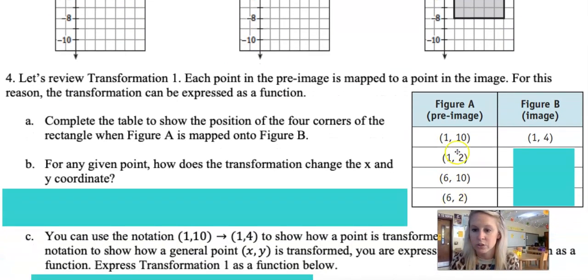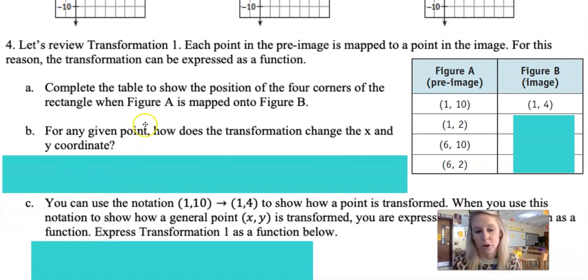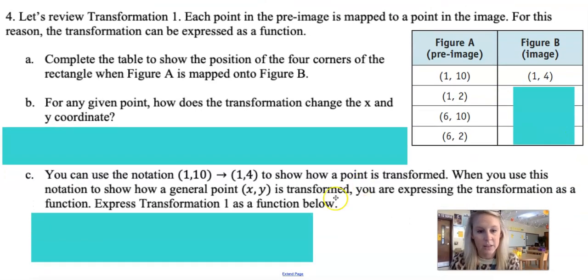I want you to finish the table for the other corners of the band. Then describe in your own words how the transformation is changing the x and the y coordinates. Take a look at the x coordinates and compare them. Take a look at the y coordinates and compare them. Then C is a bit tricky, but see if you can come up with a notation. For example, 1 went to 1 and 10 went to 4. See if you can come up with a rule that will work for any shape. C is kind of tricky, so maybe you can just do A and B, and I'll help you with C later. But press pause and see if you can try A, B, and C.